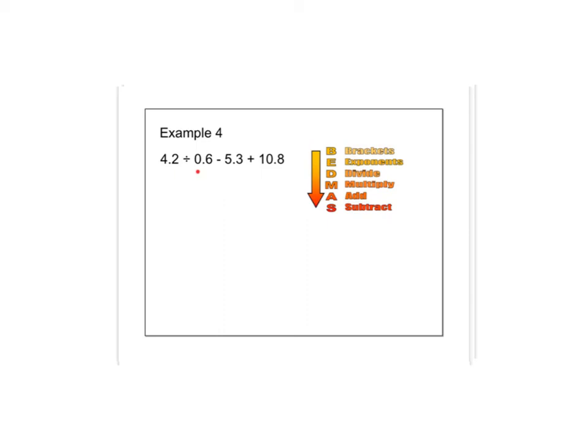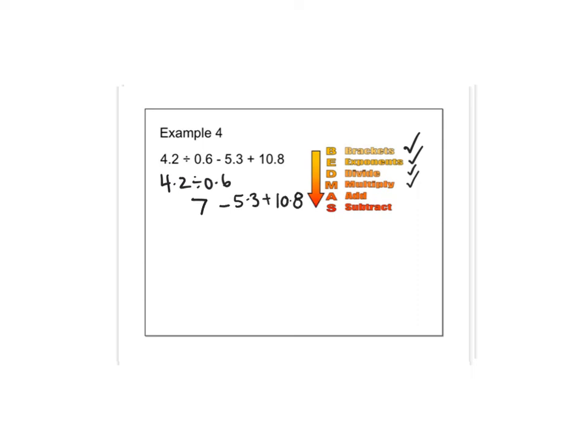So we have 4.2 divided by 0.6 minus 5.3 plus 10.8. So let's look at the BEDMAS chart. We don't have anything in brackets. We don't have exponents. So let's divide and or multiply. But in this case, we're just dividing. So 4.2 divided by 0.6. Now, on the side somewhere, you would want to set up your long division or on a separate piece of paper. And so 4.2 divided by 0.6 equals 7, okay?